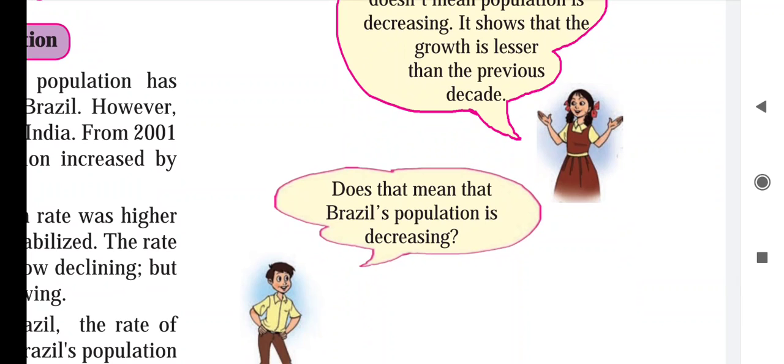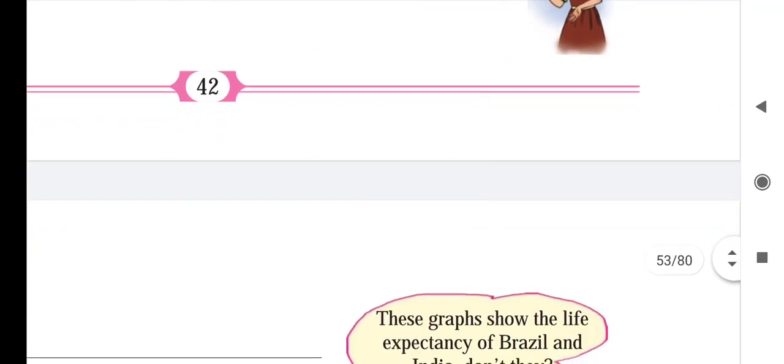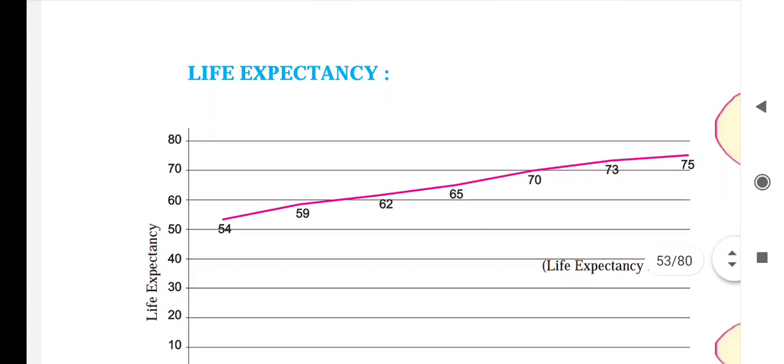Does that mean Brazil's population is decreasing? No. This means that the growth is less, and looking at the trend, in the near future Brazil's population may decrease. So now we will study life expectancy. Life expectancy means how many years a person can live.